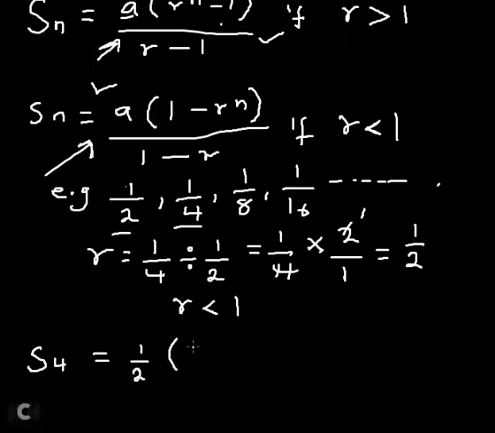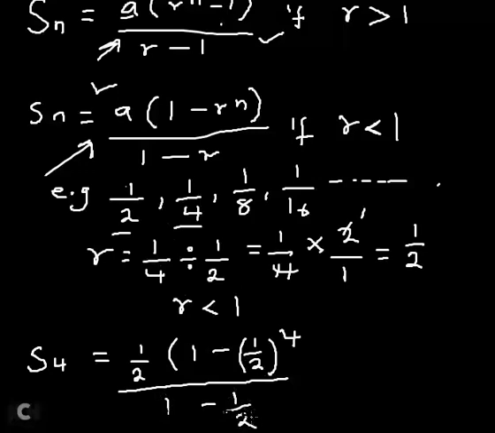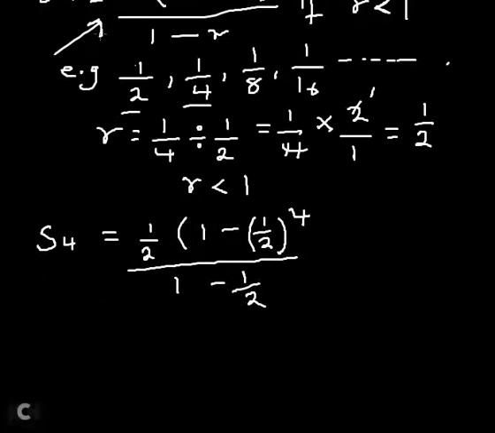Bracket open 1 minus my common ratio, 1 all over 2. Don't forget, I have to raise it to the power of 4. Okay, then divided by 1 minus 1 all over 2. Okay, so let's simplify that. How do we simplify that?